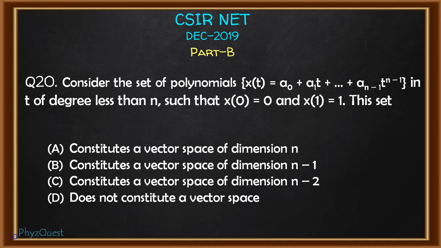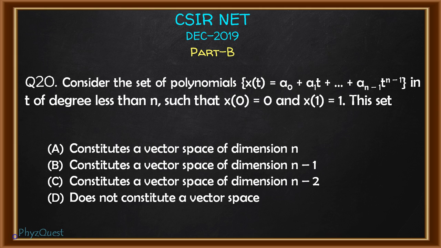Question number 20 is, consider the set of polynomials x(t) = a0 + a1 t + ... + a(n-1) t^(n-1) in t of degrees less than n, such that x(0) is equal to 0 and x(1) is equal to 1. Then we need to find out whether the set of polynomials constitute a vector space of certain dimension or not.